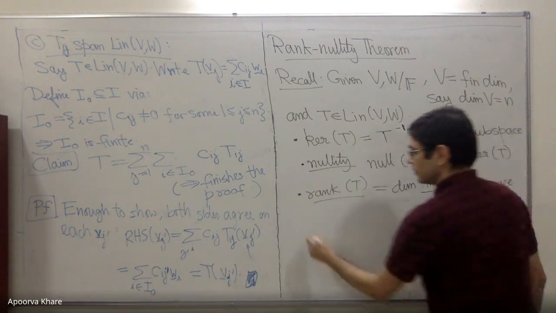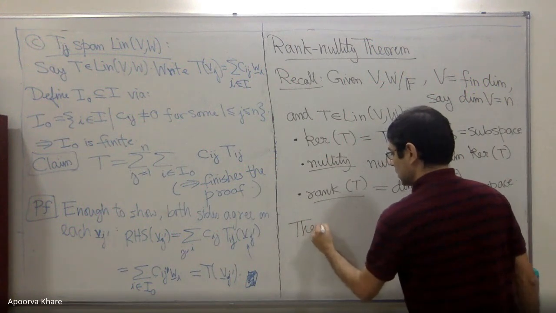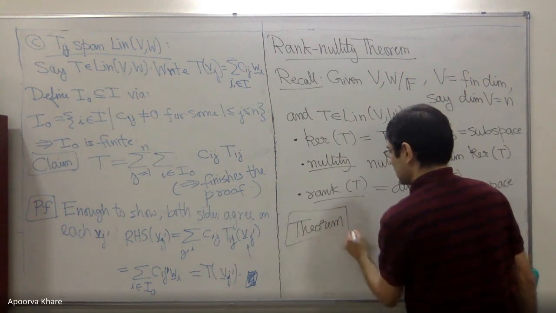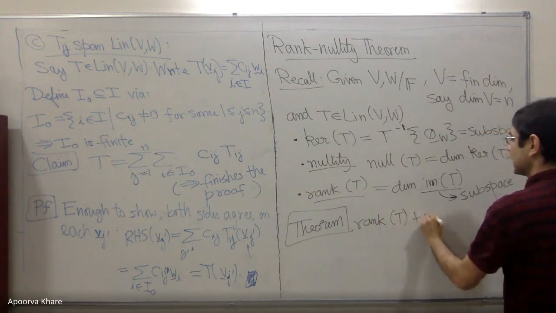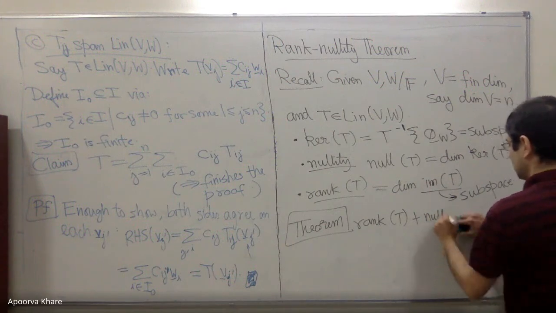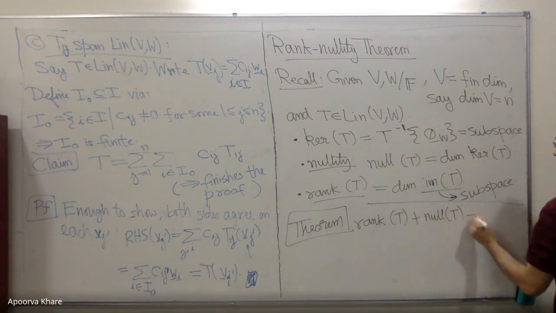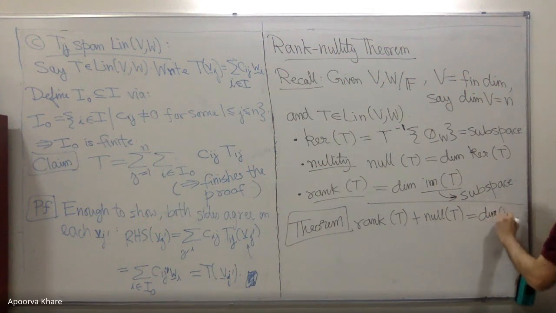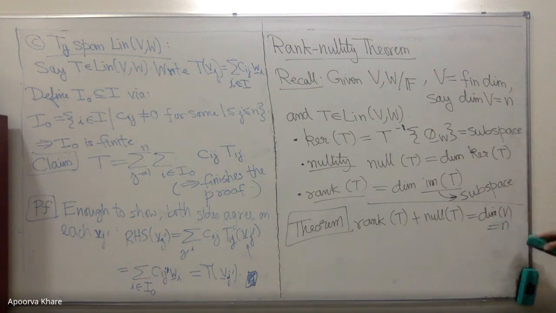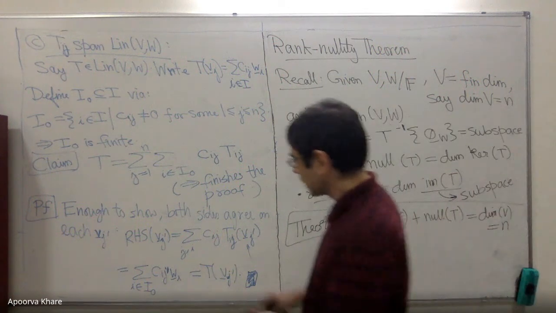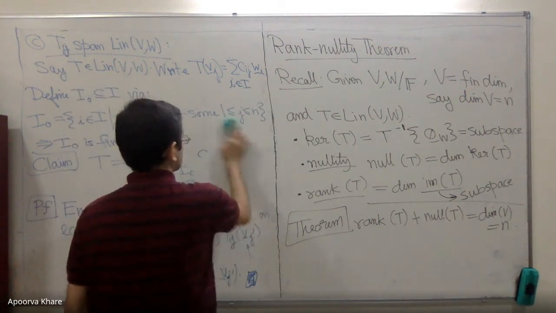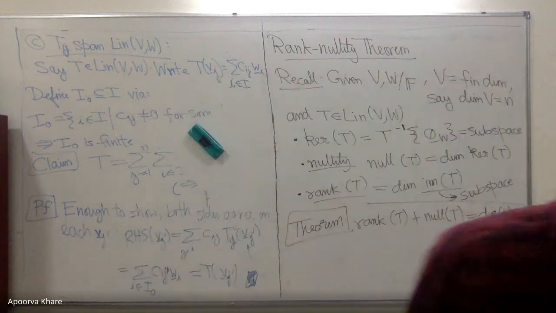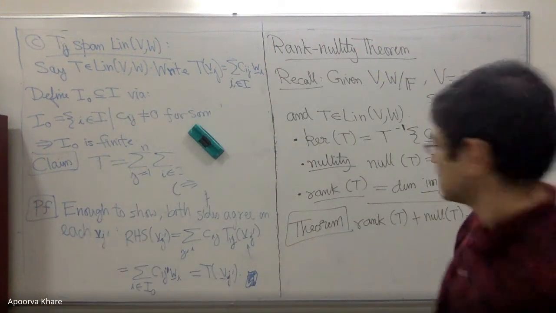Here is the theorem. Under these assumptions, the rank of T plus the nullity of T is the dimension of V, which was n. I don't need to say n here, but I'll use n. So that's the claim. Okay, proof. The proof is not too hard actually, so that's nice. But do I want to give some examples? No, that's okay. So proof.